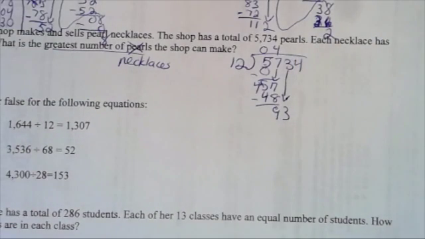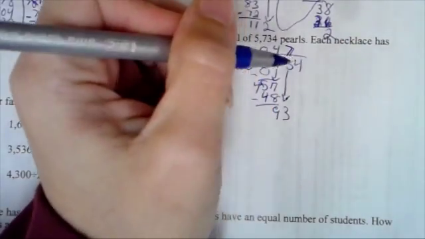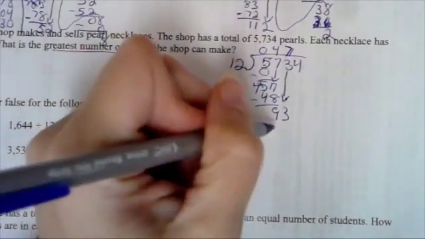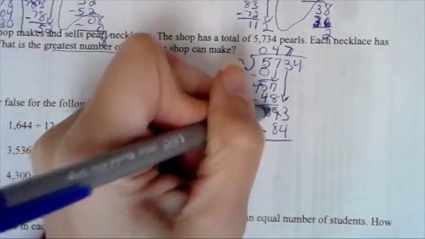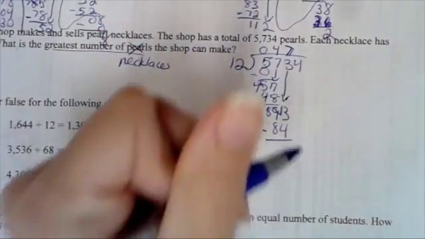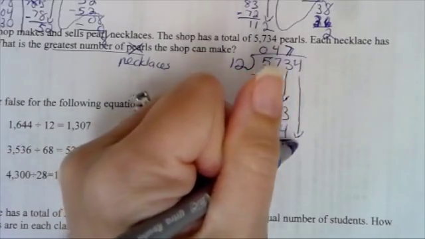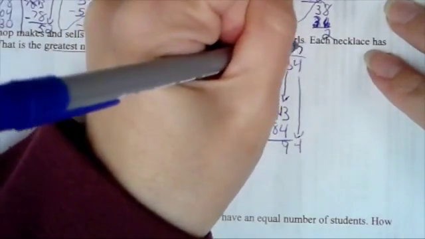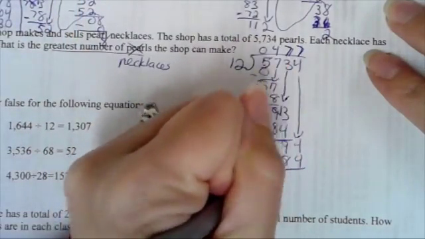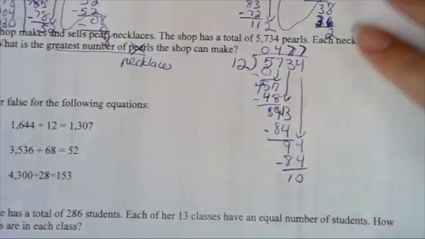93 divided by 12 is 7. 7 times 12 is 84. We have to regroup to subtract. That is 9, and we bring down the 4. 94 divided by 12 is 7 again. 7 times 12 is 84 again. Subtract and get 10. 10 is less than 12, so 10 is my remainder.